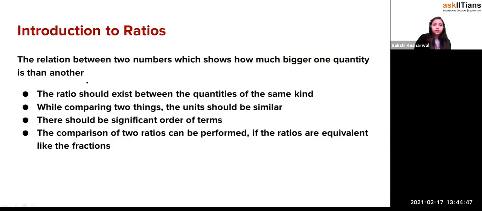I'll be taking a marker. The relation between the two quantities, and this thing you should keep in mind. See, ratios are always a comparison between the same unit, right? Same unit means what? If I want to compare the length of this pen with the weight of this pen, can you compare? It's not possible with a ratio, right? If I compare the cost of this pen and the weight of this pen, can you do the comparison? No. So comparison has to be done with the same unit.